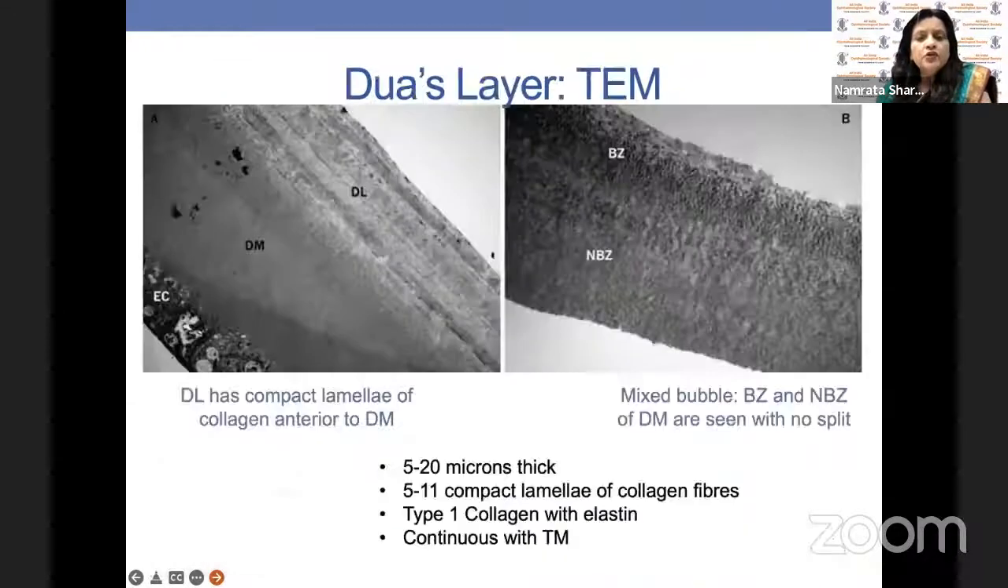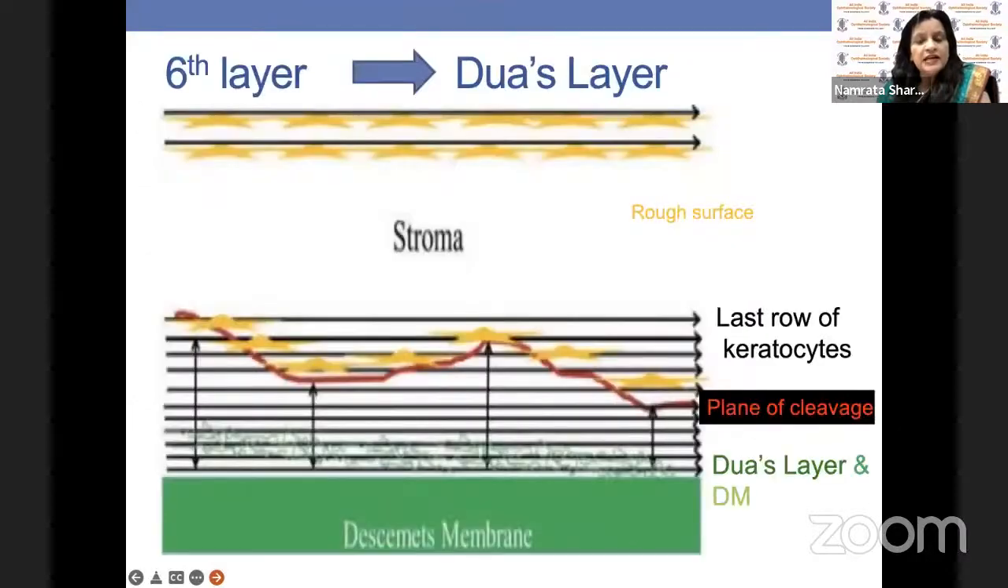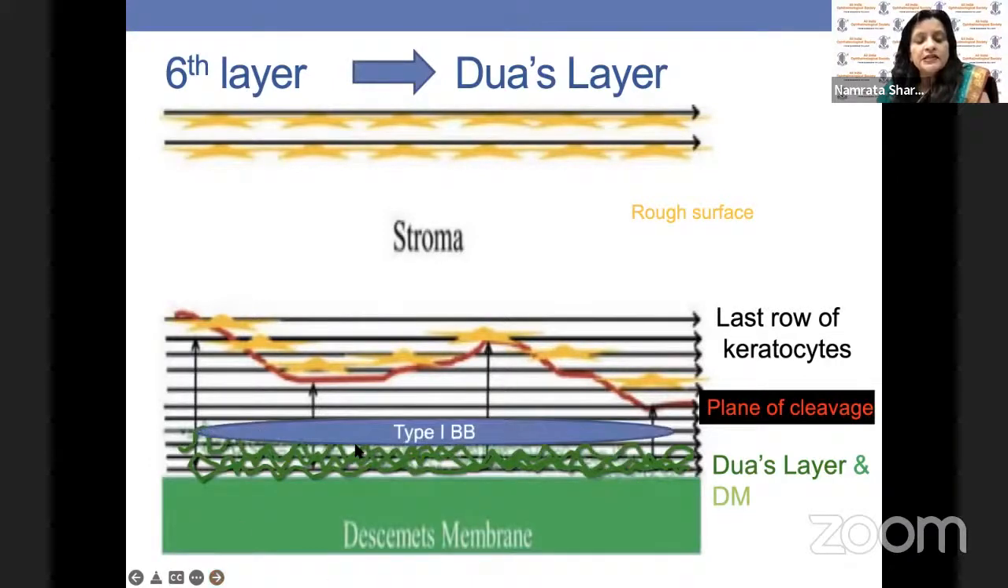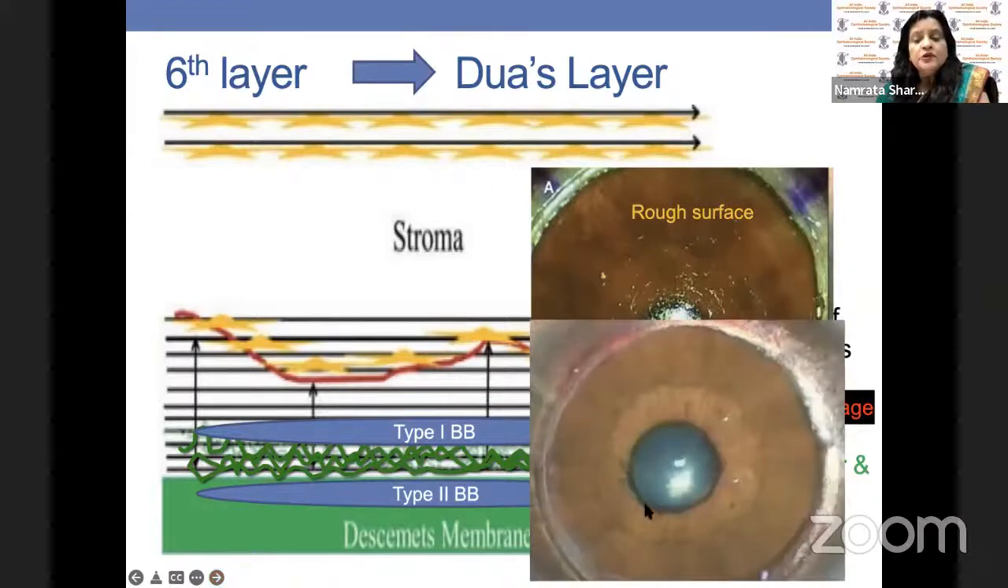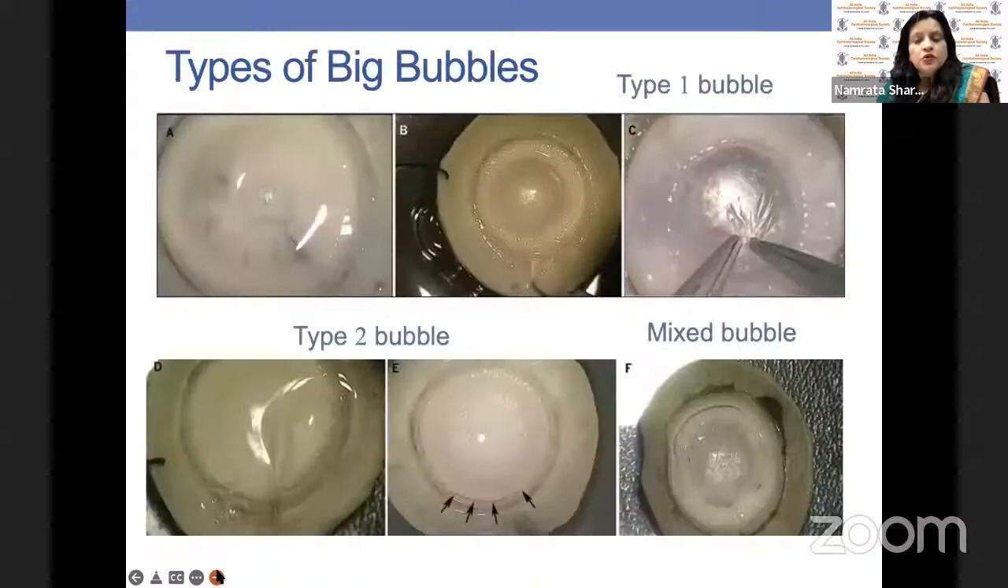Now, with the advent of Dua's layer, the way we look at DALK has completely changed. So Dua's layer is nothing but the condensation of the stromal keratocytes as is shown here. And if you have a bubble that is instilled above Dua's layer, it is a type 1 big bubble. And this will have a rough surface because there's Dua's layer which is staring at you. And if it goes beyond this Dua's layer, then you have a type 2 big bubble. And it's going to be absolutely smooth and glistening because Dua's layer is not there at all. So it is a smooth surface.